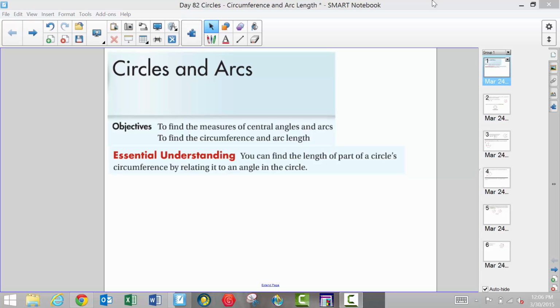We're going to continue our lesson with circles and arcs, and in this video we're going to do circumference and arc length. In the previous video we did central angles, major and minor arcs.